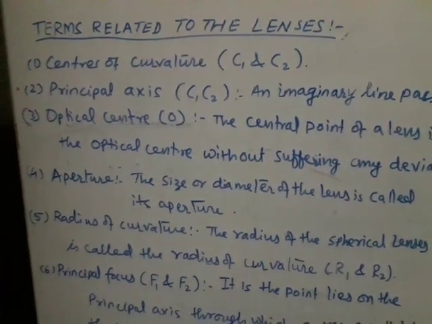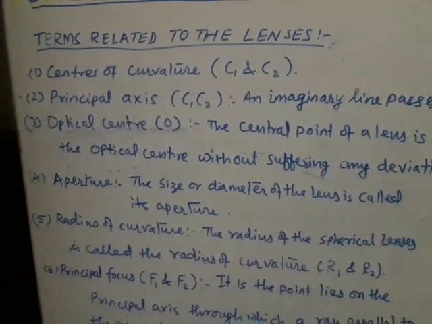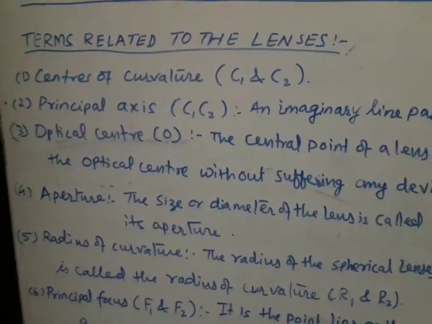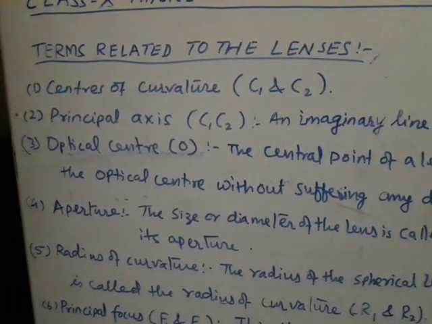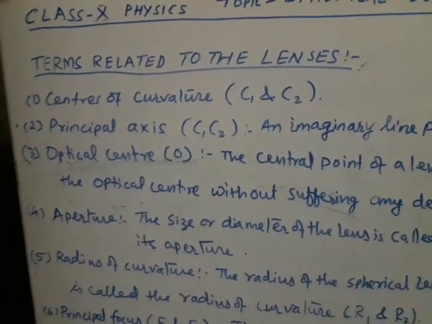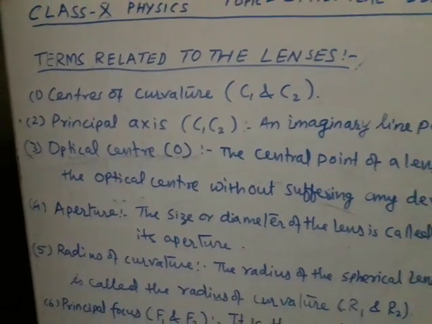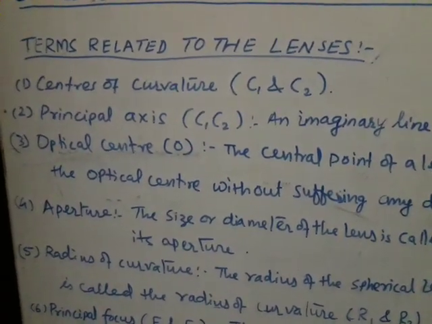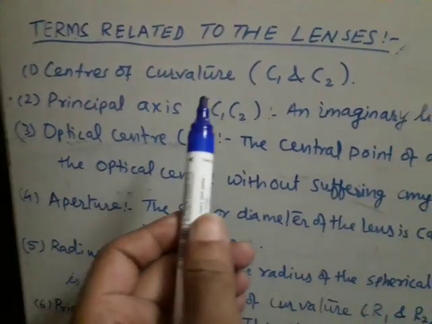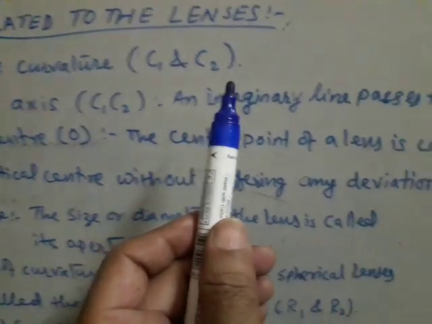Hello students, in this video we have to describe some terms related to the spherical lenses. My dear students, there are certain special terms related to the spherical lenses. These are the centers of curvature, that is C1 and C2.